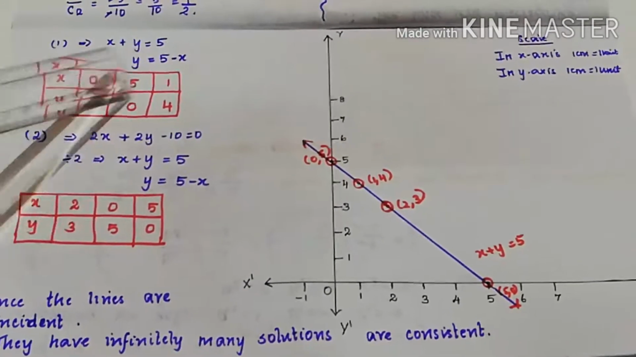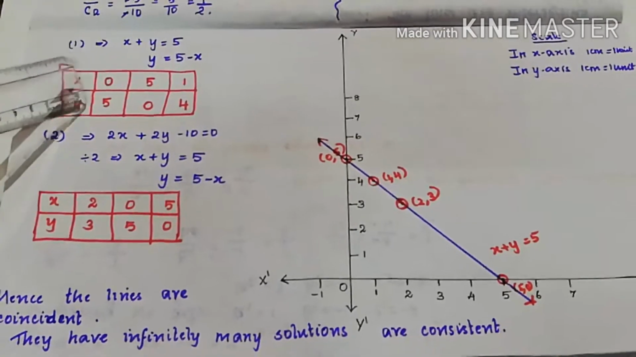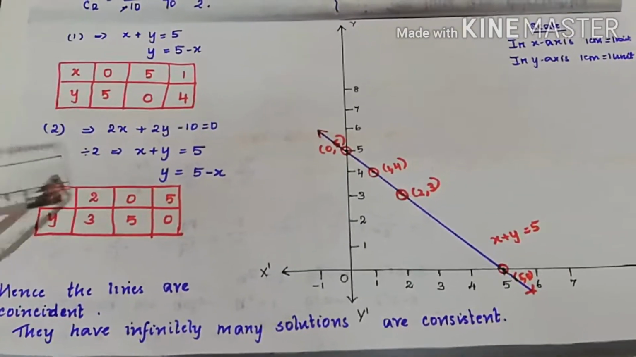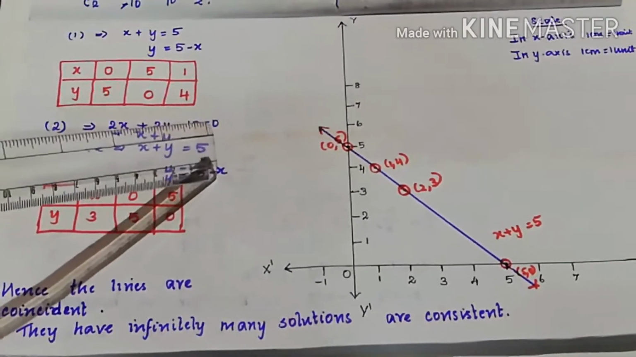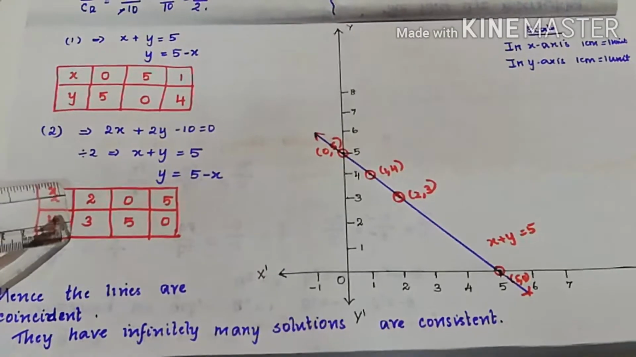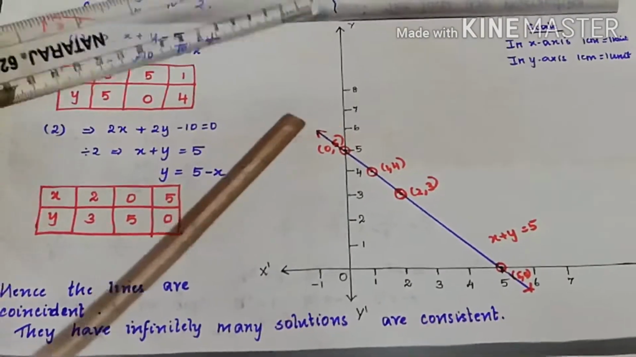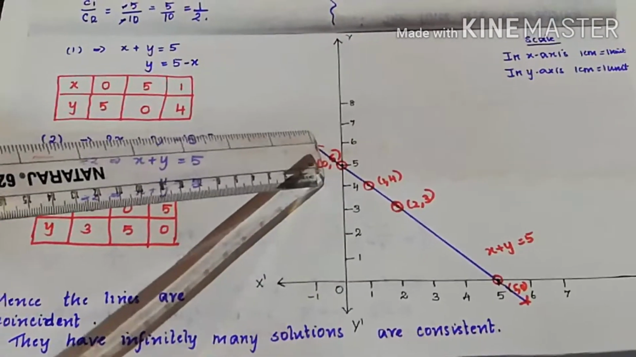I think both are the same equations, so whatever values you take, they will definitely coincide. Here I have taken 0, the same values you will get, and 1 different value. For 2 I get 3 here. If I substitute x is equal to 2, 5 minus 2 is 3. So we have formed the table. Now you have to plot it first on a graph paper, and then based on the graph only we are going to find the solution.